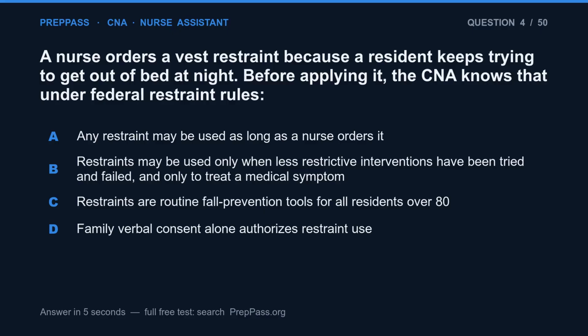Question 4. A nurse orders a vest restraint because a resident keeps trying to get out of bed at night. Before applying it, the CNA knows that under federal restraint rules: A. Any restraint may be used as long as a nurse orders it. B. Restraints may be used only when less restrictive interventions have been tried and failed, and only to treat a medical symptom. C. Restraints are routine fall prevention tools for all residents over 80. D. Family verbal consent alone authorizes restraint use.